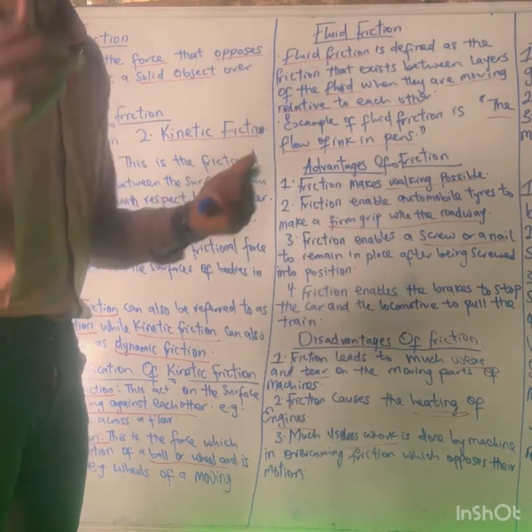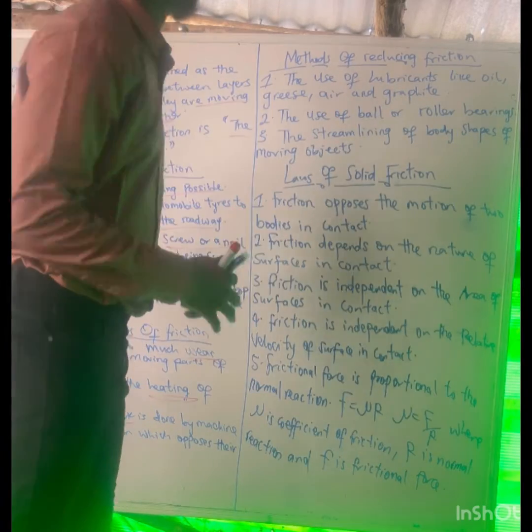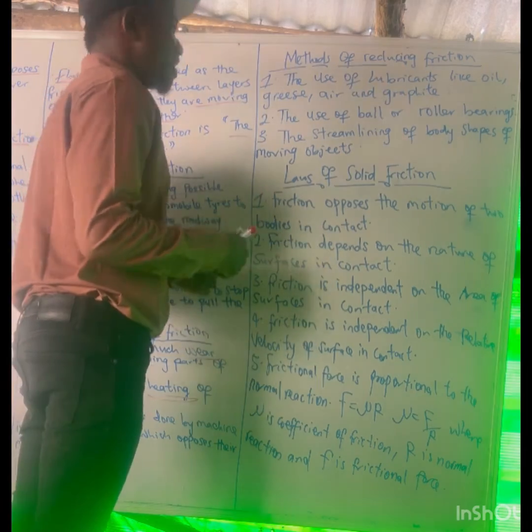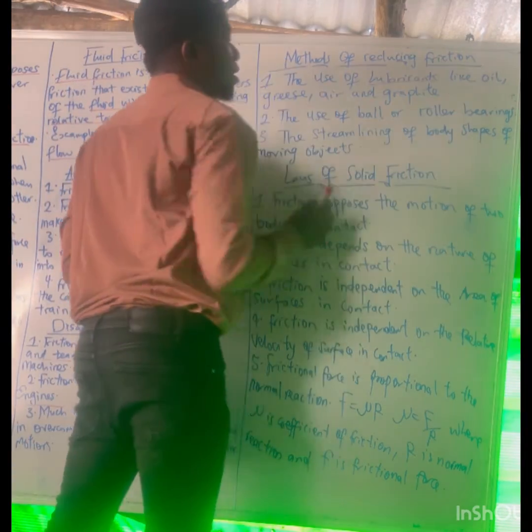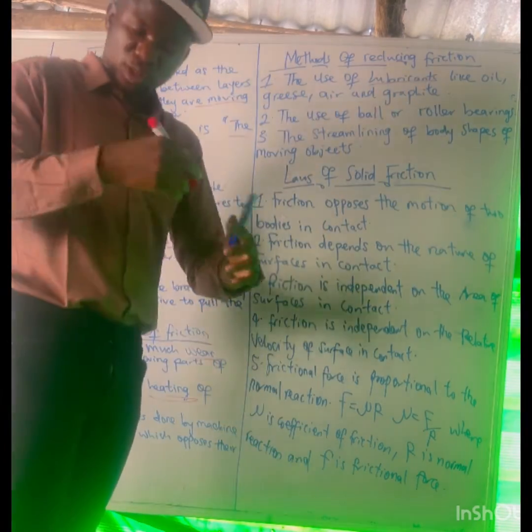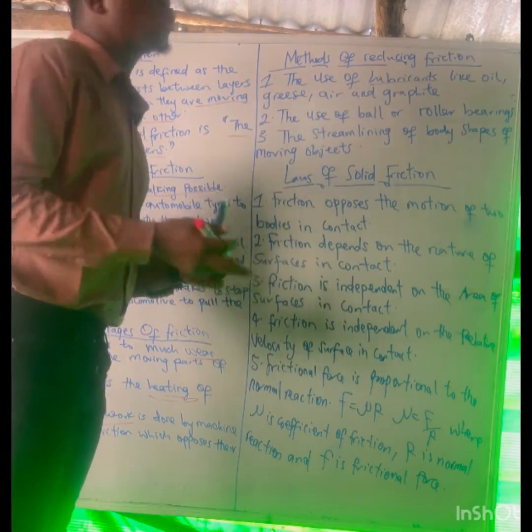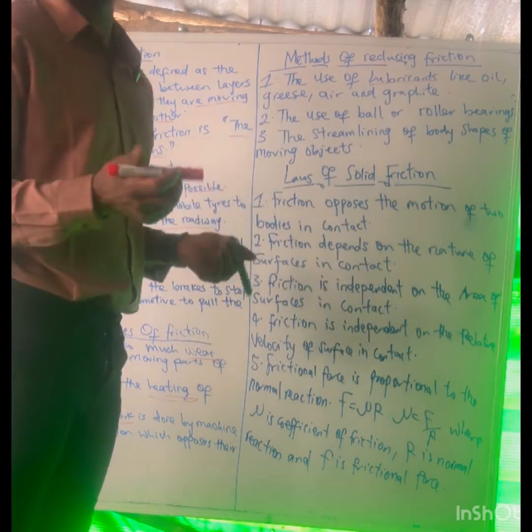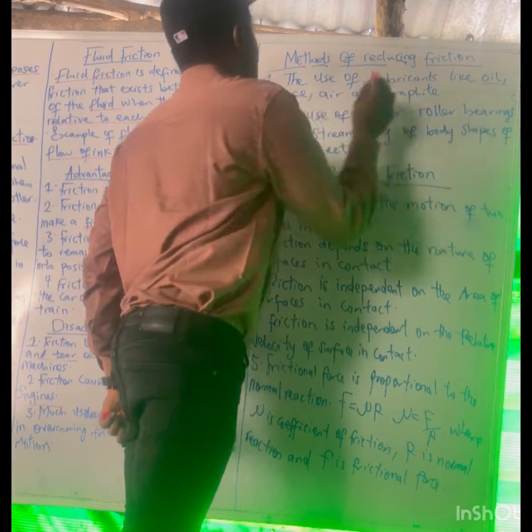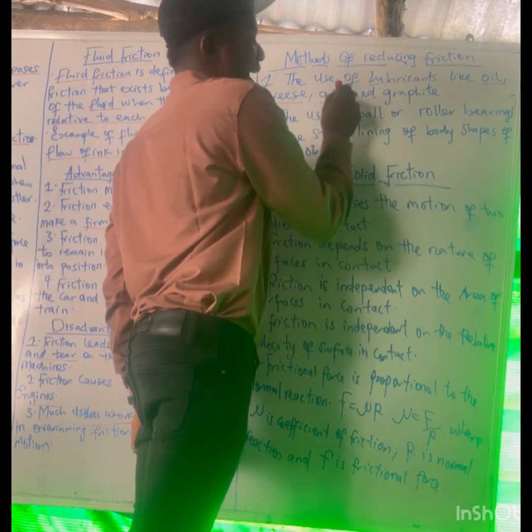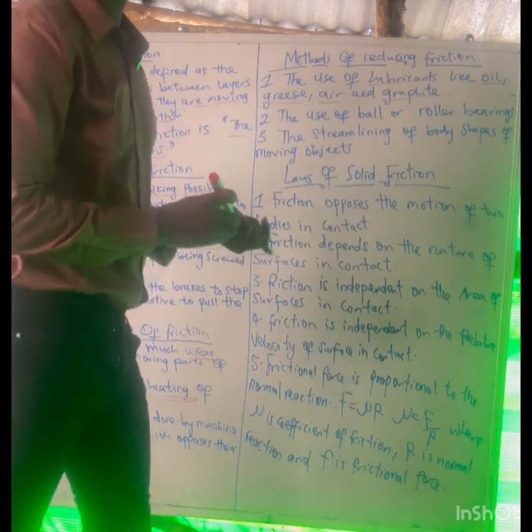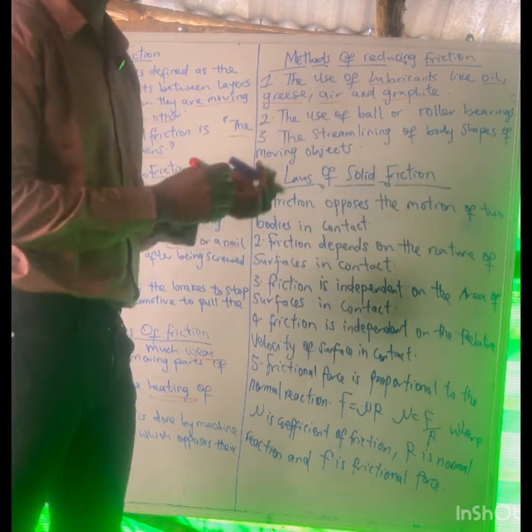Then let's look at methods of reducing friction. How can we reduce friction? We can reduce friction by the use of lubricants. Lubricants are the most important substances used in reducing friction. Examples of these lubricants are oil, grease, air, and graphite. We can also use ball or roller bearings.